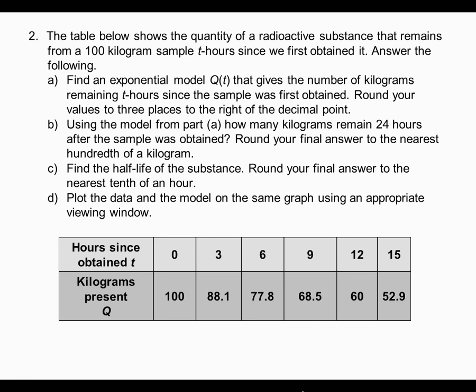hours since the sample was first obtained. Round your values to 3 places after the decimal point. Question B, using the model from part A, how many kilograms remain 24 hours after the sample was obtained? Write your final answer to the nearest hundredth of a kilogram. Part C, find the half-life of the substance. Round your final answer to the nearest tenth of an hour. And question D, plot the data and the model on the same graph using an appropriate viewing window.